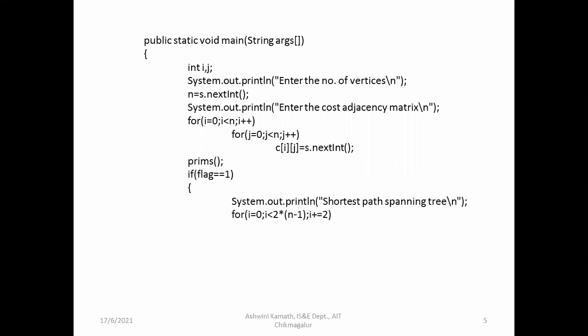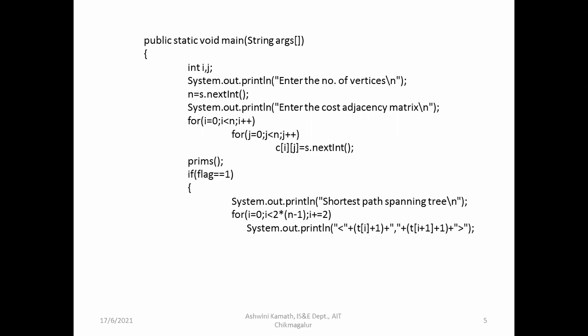Okay, so i plus equals 2. Every time we are incrementing the value of i by 2, because in each iteration we are going to display one edge. One edge means 2 vertices will be displayed at a time. After displaying 2 vertices, it has to display the third and fourth vertices, so for that we increment it by 2.